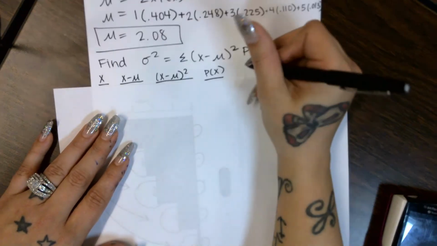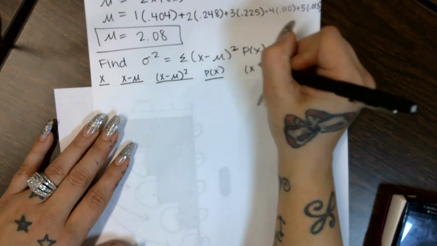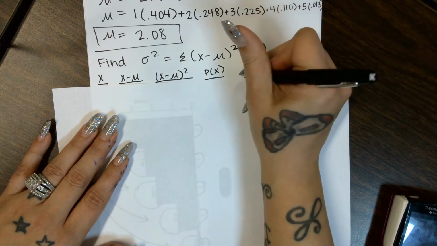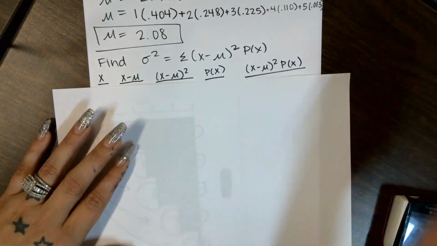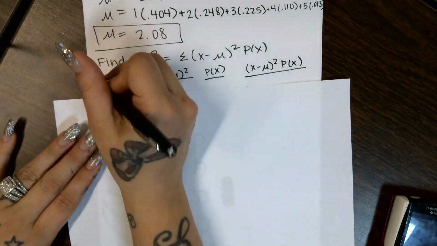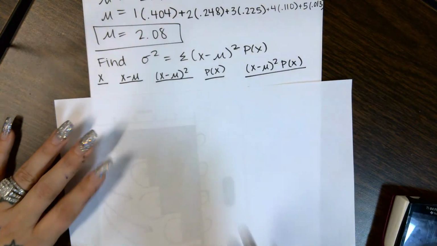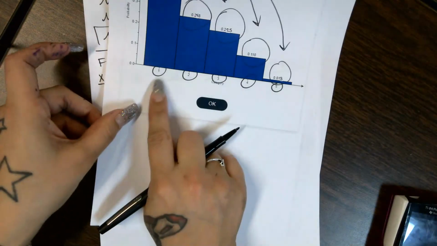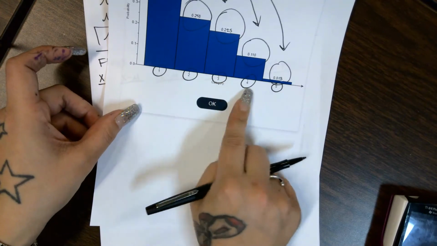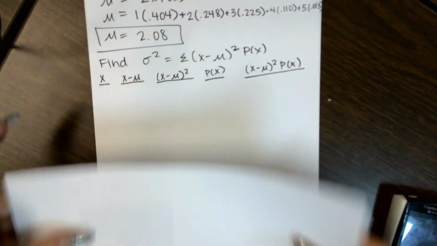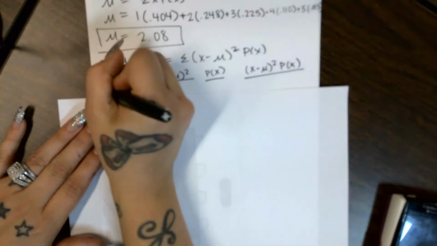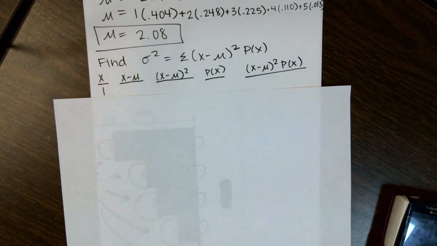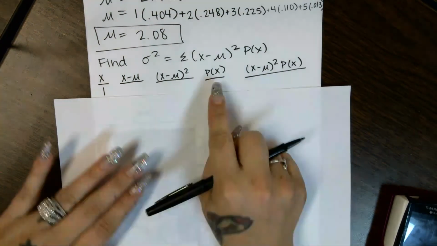And then the very last column is going to be them multiplied together. Then at the very end of this column is where we add them, and that's my variance. Okay. Now, my x values, I don't start at 0 for this one. On here, I start at 1. It's 1, 2, 3, 4, 5. Those are my x values. So 1, and do you see right here, whenever I found the mean, I multiplied the 1 by the probability, which is 0.404. So I can go ahead and put 0.404 right here.